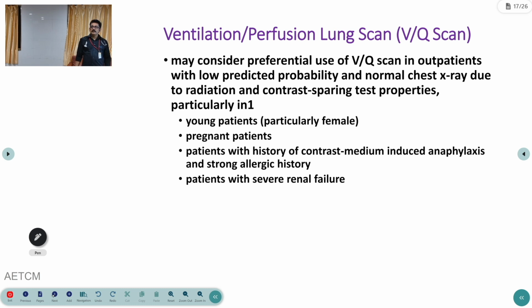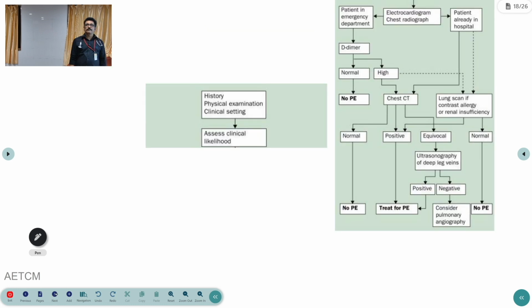Ventilation perfusion scan, I have already told you: in young patients, pregnancy, a history of contrast medium induced anaphylaxis or allergy, patients with severe renal failure, in all these conditions you cannot use the CT pulmonary angiogram. Here we have to use the VQ scan.